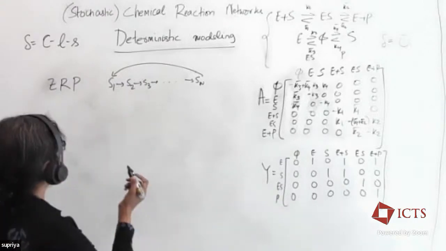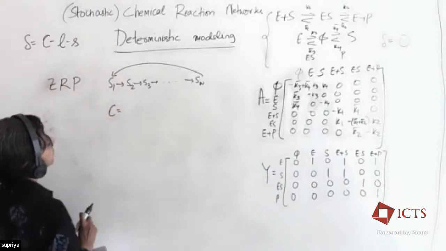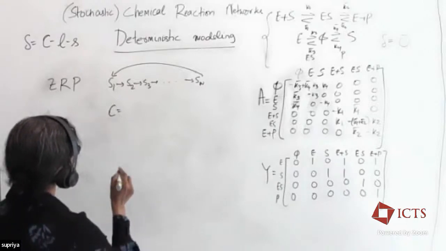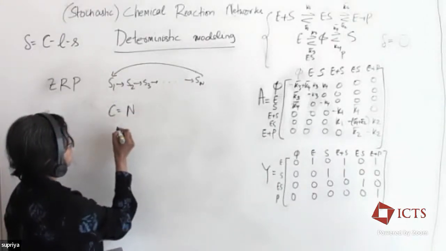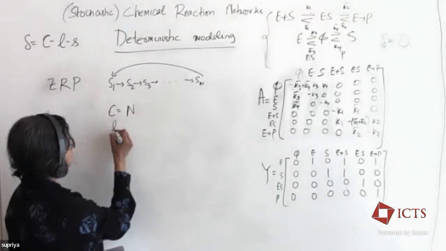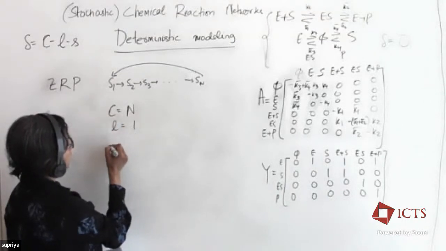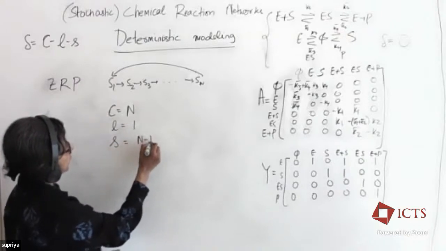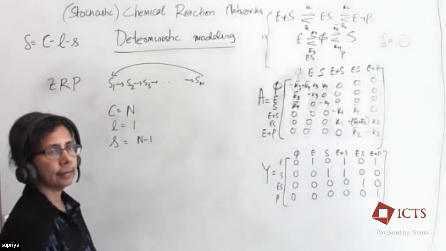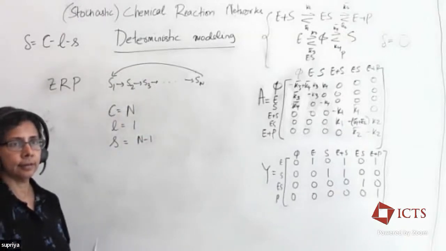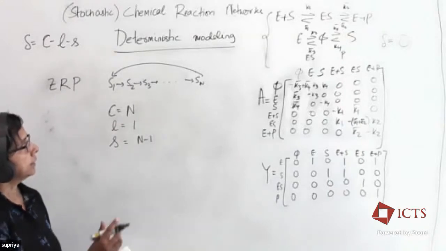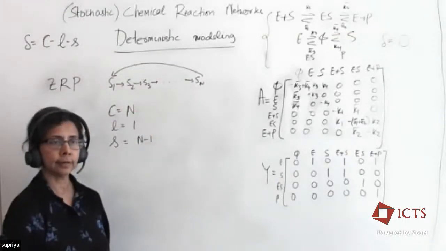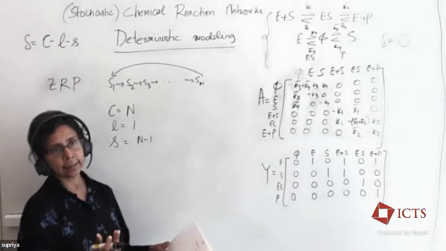How many complexes do I have here? N complexes. Right. N complexes, 1 linkage class. Can you see that the dimension of the stoichiometric subspace is n minus 1? Is that clear or is that not clear? Yes, it's clear. This last one just gives me not an independent vector. Okay. So the deficiency is again 0.